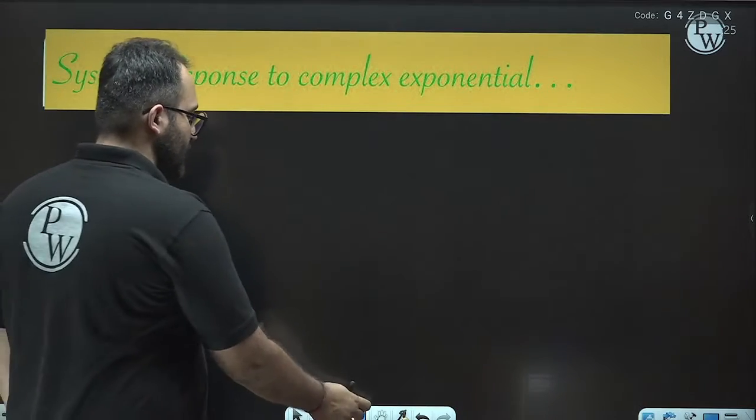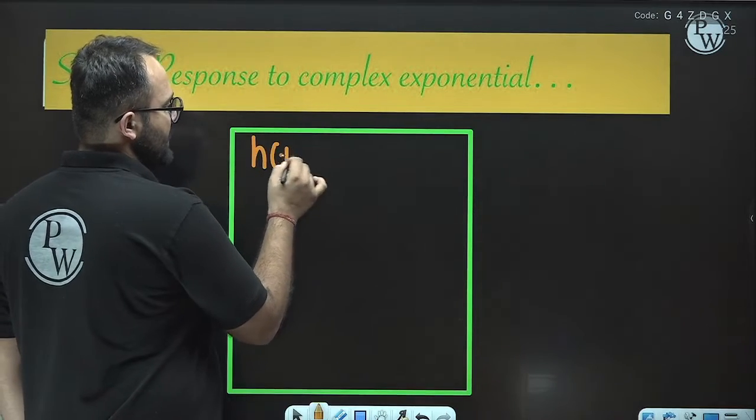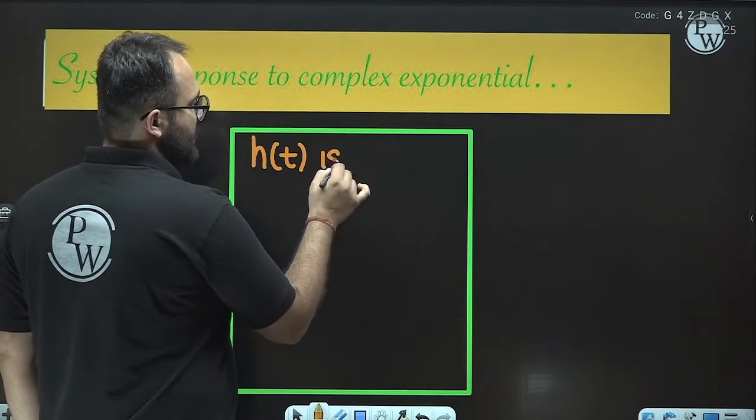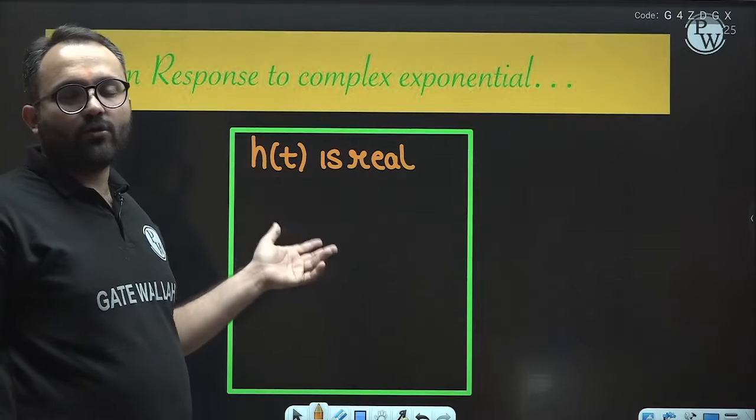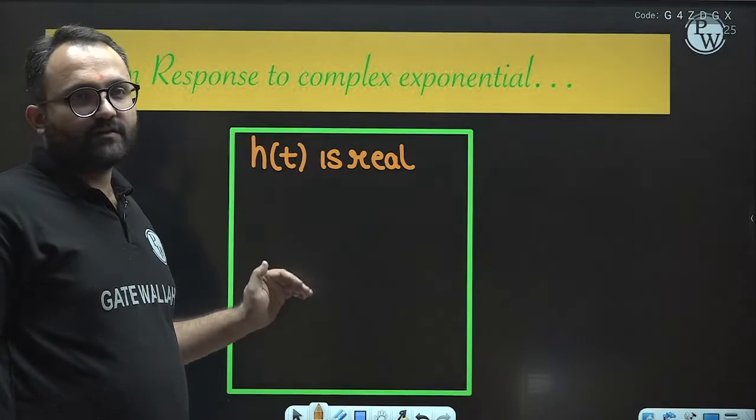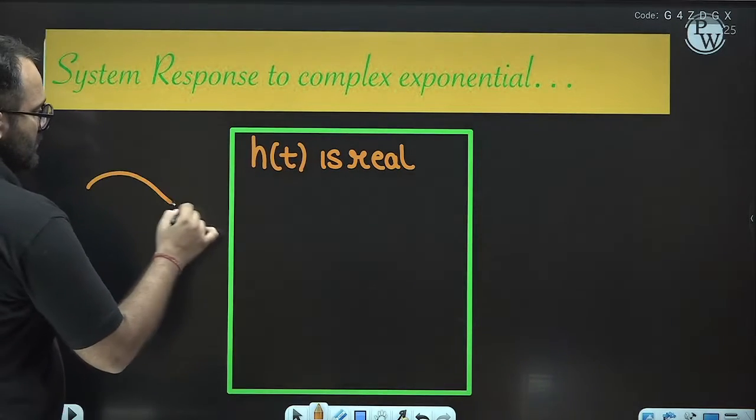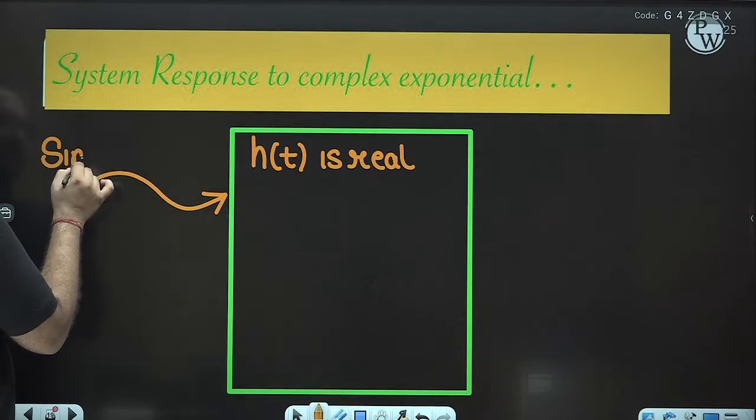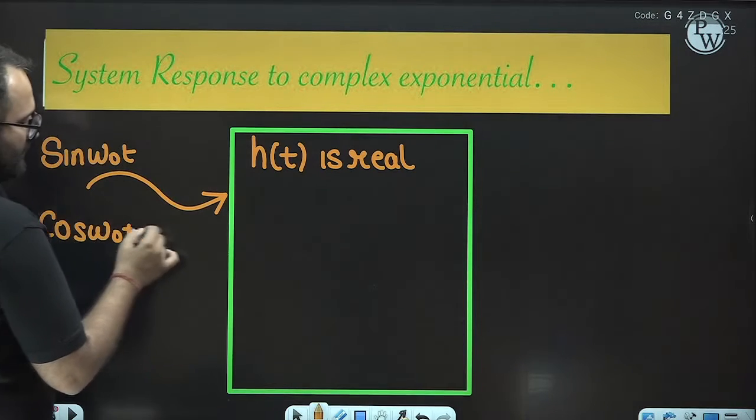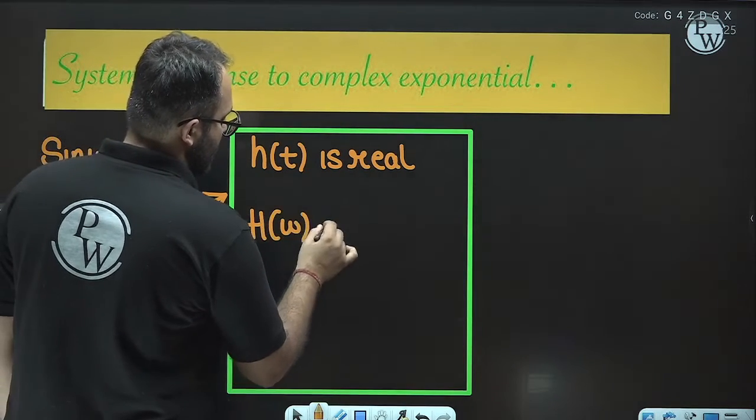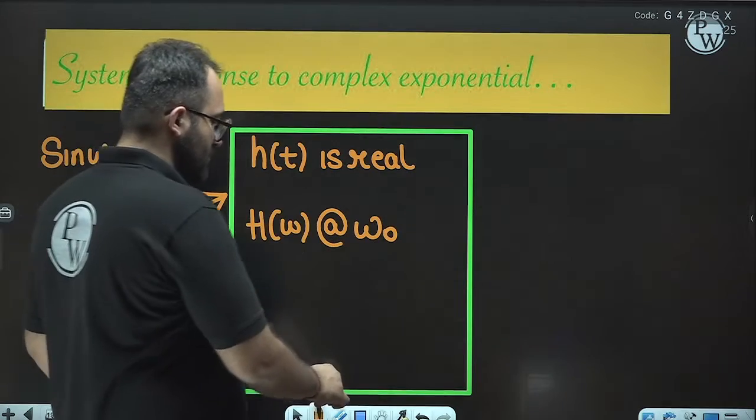Similarly, if you recall the concepts of eigenvalue and eigenfunction, the cos and sine are eigenfunctions only if h(t) is real. So if the signal is real or the impulse response is real or the system is real, then only sine and cos are eigenfunctions. So if h(t) is real, and the input is sine omega naught t or cos omega naught t, we will find out H(omega) at omega naught.